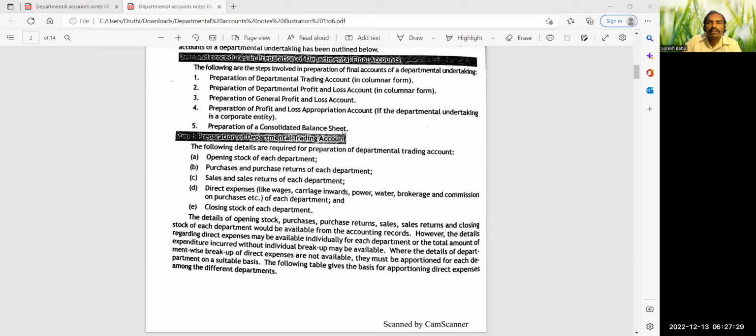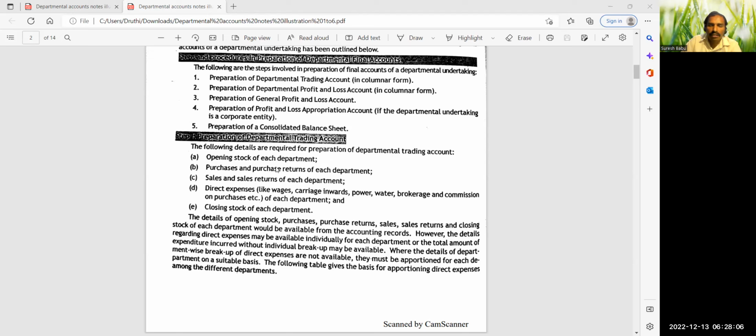Suppose it is a sole trading concern or a partnership firm, then you need not follow the fourth step. In case of companies only, the profit and loss appropriation account is needed, which will be prepared column wise. Right? So in the first step, I have already explained in the class, but let me explain once again the contents of the trading account. That is the first step, a step in the preparation of departmental final account, that is, the preparation of the departmental trading account.